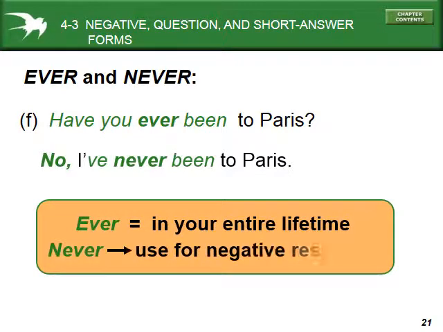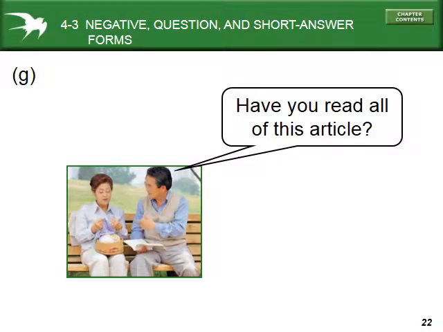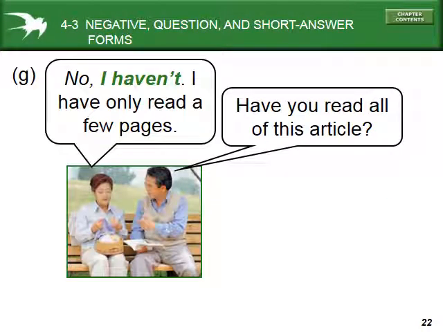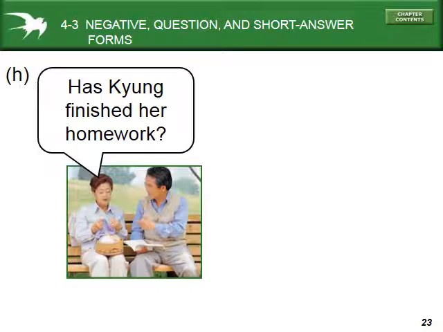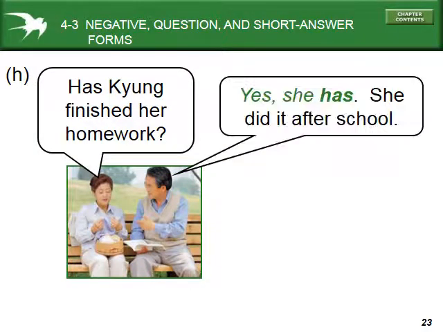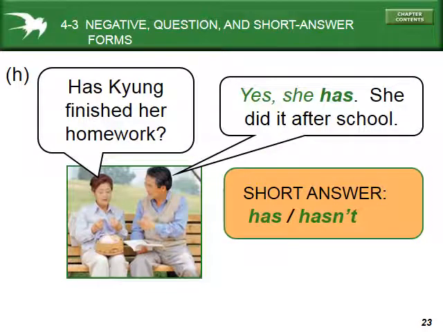And in our answer to it, if our answer is no, we can say, no, I've never been to Paris. What we can't say is, no, I've ever been to Paris. That doesn't make sense in English. So in this case, have you read the article? No, I haven't. So with the short answer, we would say either have or haven't. Okay. Has Kyung finished her work? Yes, she has. For an affirmative answer, we would say has.